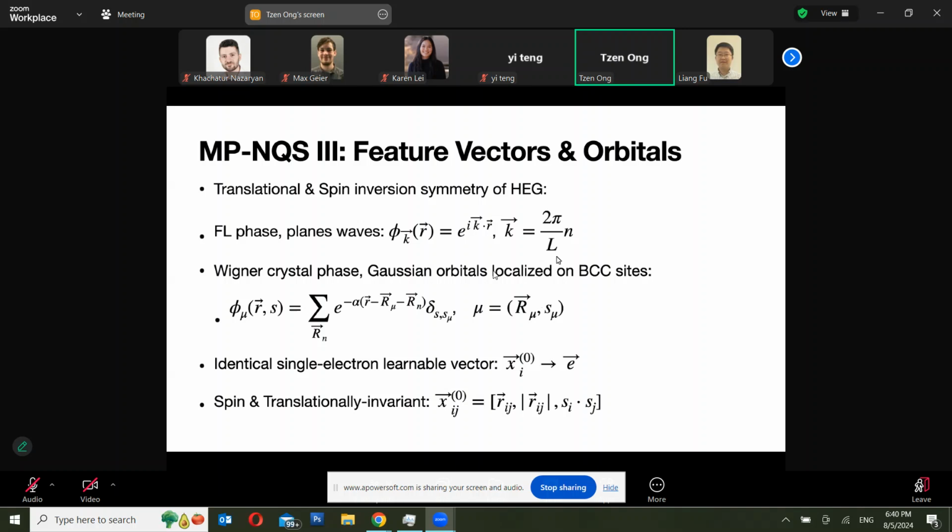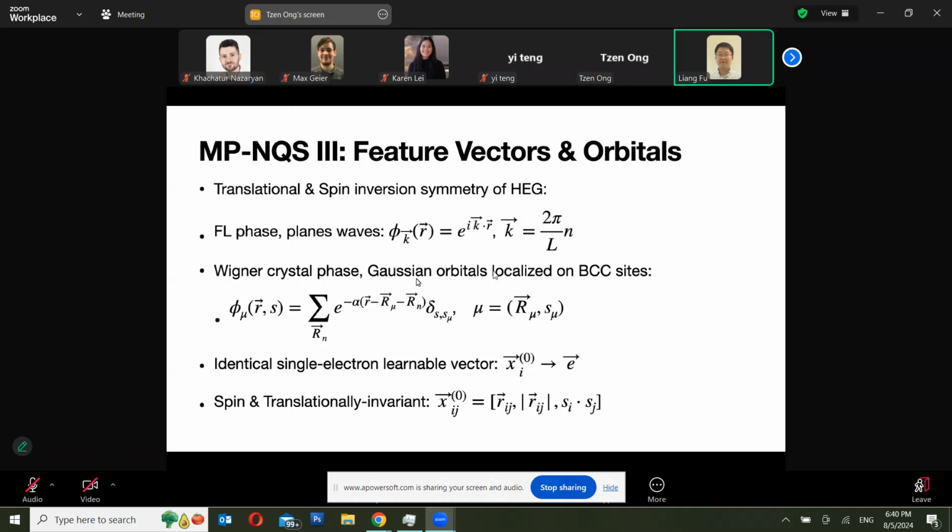And then in the Fermi liquid state, or at small rs, you use plane waves, and at large rs they use Gaussian orbitals. Wait, they're changing the ansatz? They changed the form of the single particle orbitals? Really? Oh, that's cheating. Yeah, that's really cheating. That's something very, very cheating.